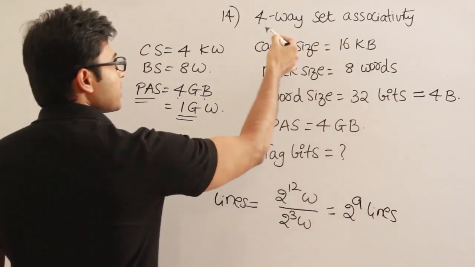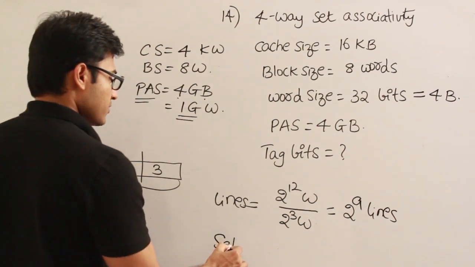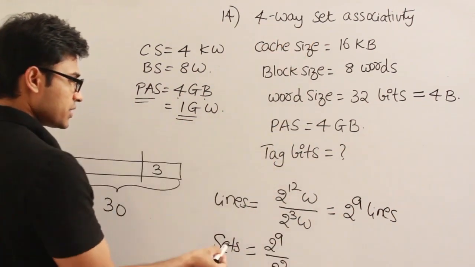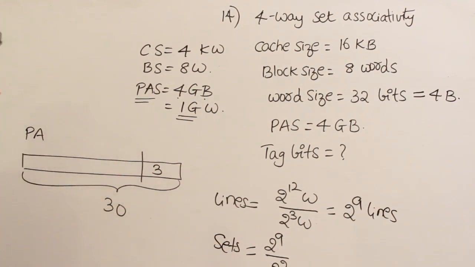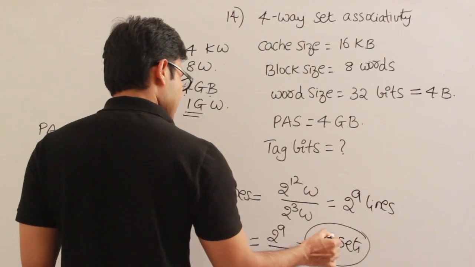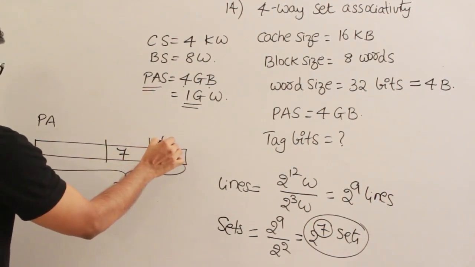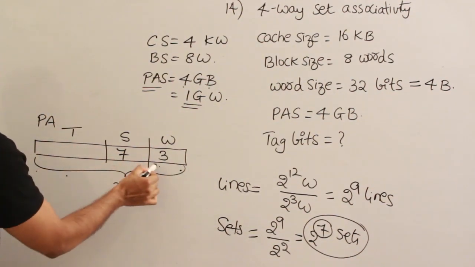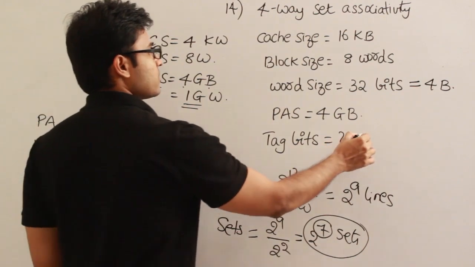Then, it is a 4-way set associative cache, which means every set is going to contain 4 lines. So the number of sets is equal to 2 power 9 divided by 2 power 2, because it is 4-way set associative. The number of sets is the number of lines divided by the size of each set. Therefore it is going to be 2 power 7 sets, right? So when you have 2 power 7 sets, the set number is going to be 7 bits. So this is the word number, this is the set number, and the remaining part is the tag. Since the entire address is 30 bits, and these two put together are 10 bits, the tag is 20 bits. This is the answer: 20 bits.